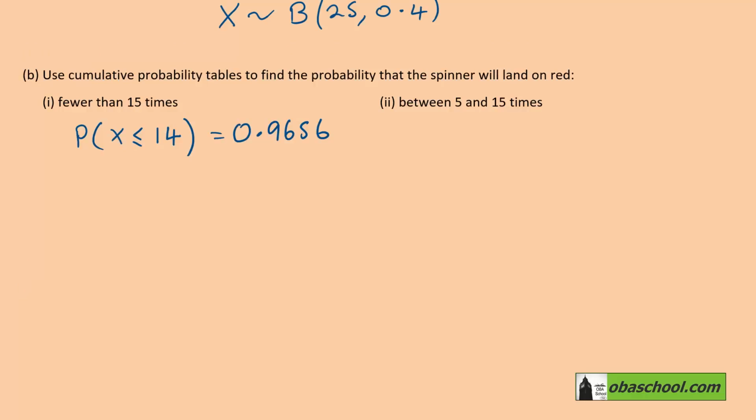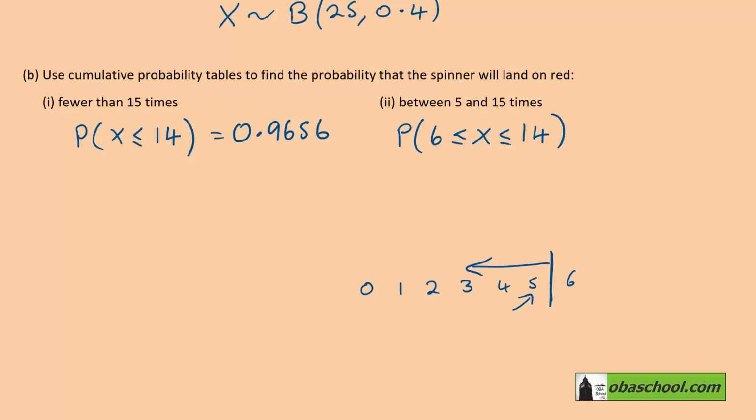It says between 5 and 15 times. These appear to not be inclusive. So what we're looking at there is that x is greater than or equal to 6 and less than or equal to 14. Now, 6 is included there. So if we think about 0, 1, 2, 3, 4, 5, 6. So what we want to do with the cumulative tables is chop off from here. So in other words, we want to get rid of 5 or less.